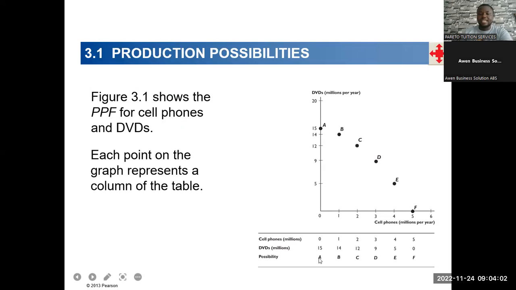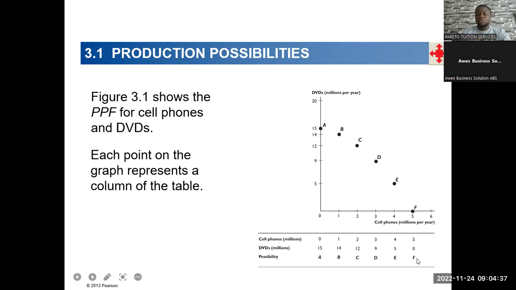If you take combination A, I hope we are following. Are we together? I am. Okay. So if you take the first combination, we call it a possibility. In possibility A, we are producing only DVDs. When we use all the resources that we have with the given level of technology, we can produce 15 million DVDs per year without producing any cell phone at all. We produce 15 million units of DVDs.